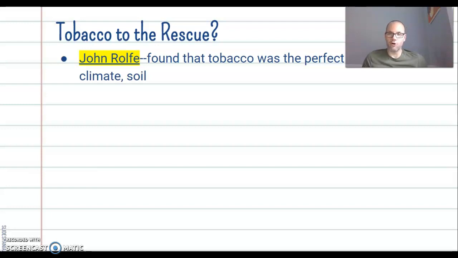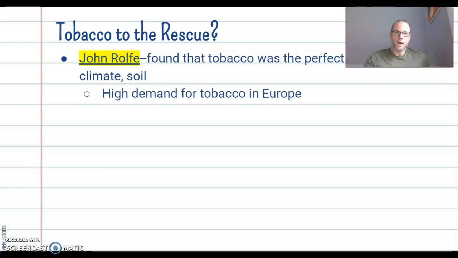The problem is it's terrible on the soil, so they have to keep going further and further and further inland, which creates more problems with Native Americans. Plus, there's this high demand for tobacco in Europe, so it's perfect. They can grow tobacco, sell it in Europe, and make tons of money, which is why Jamestown becomes successful. Okay, tobacco is the reason Jamestown becomes so successful.